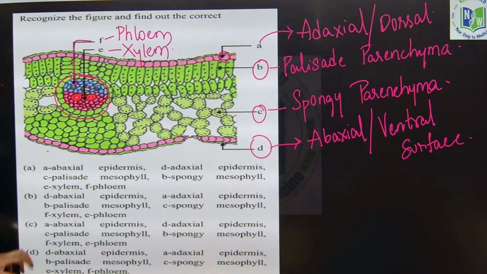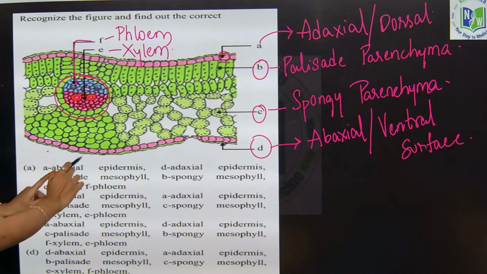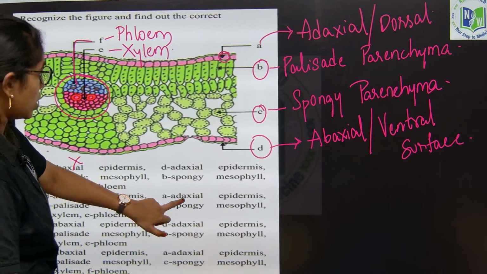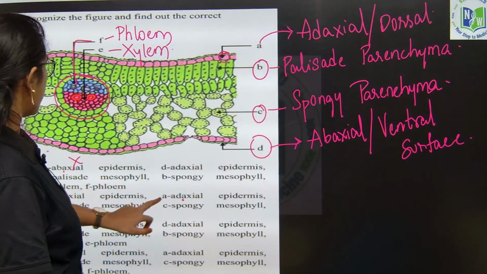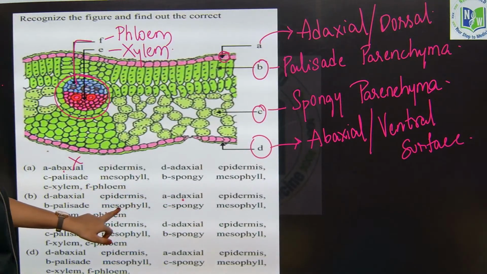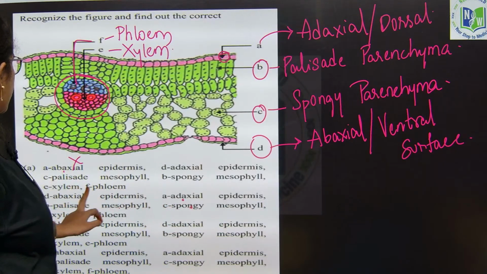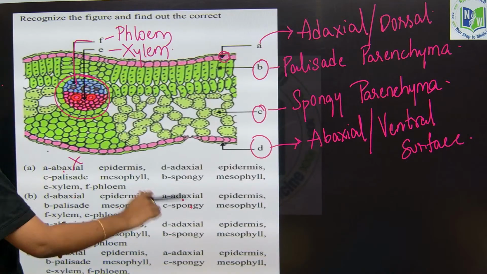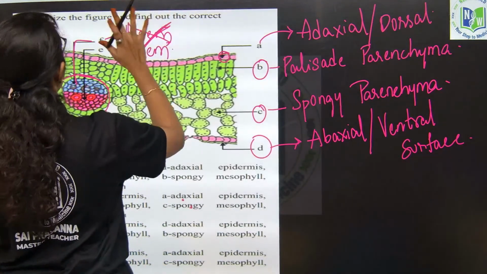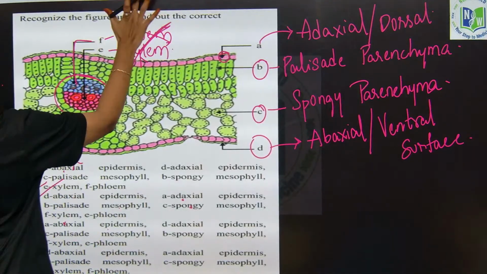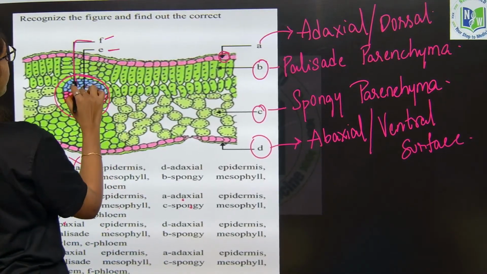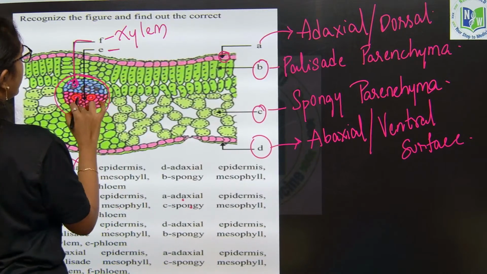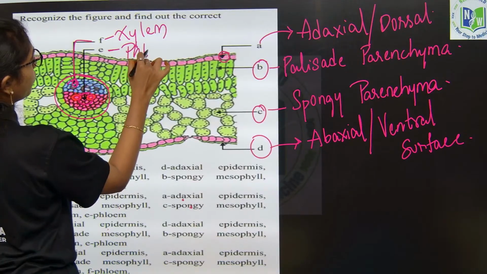Fine. Now, look at the options carefully. A is not abaxial side, just a second, A is adaxial or dorsal epidermis and B is palisade parenchyma, C is spongy parenchyma, D is abaxial surface. Just a second, a small correction, F will be xylem, yeah, E will be phloem, right ma.